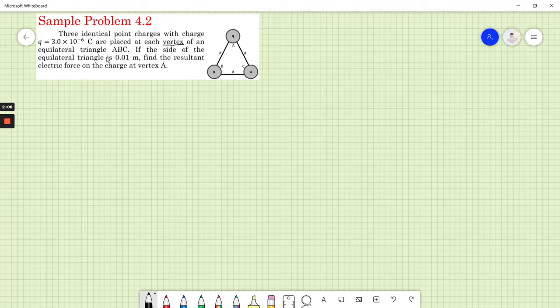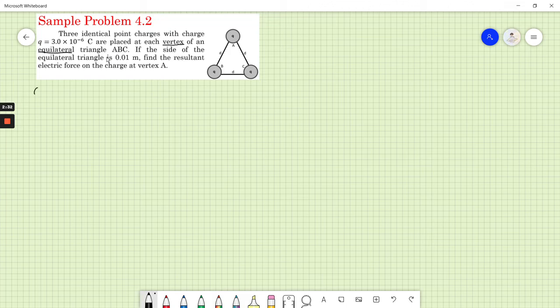What does vertex mean? It simply means the corner of a triangle. So these charges are placed at the corners of a triangle, and more specifically, an equilateral triangle. That just means the sides of the triangle are all equal. Equi means equal, lateral means side. So all of these sides are of equal length, and the distance is 0.01 meter.